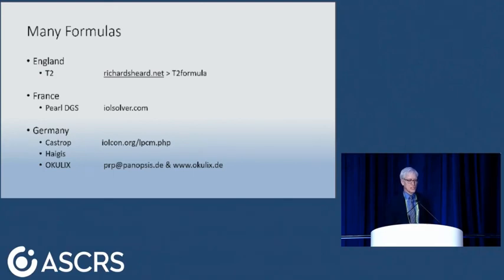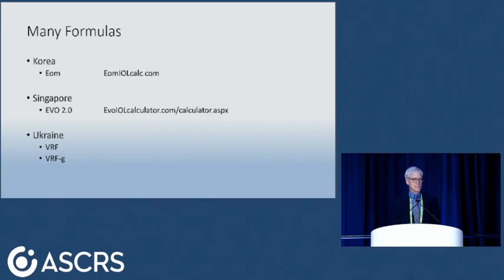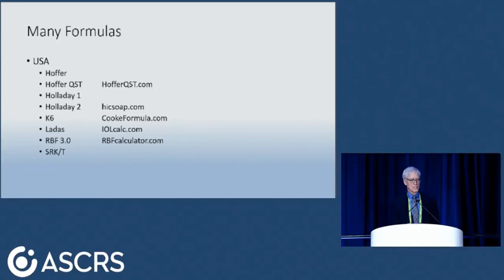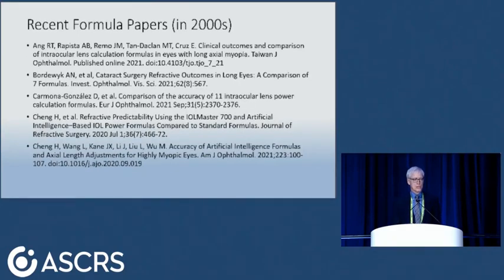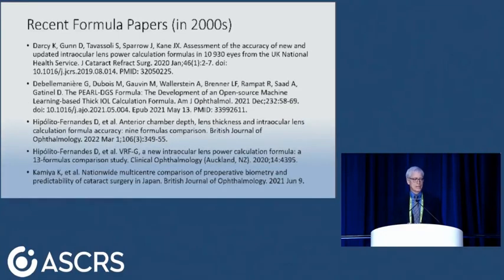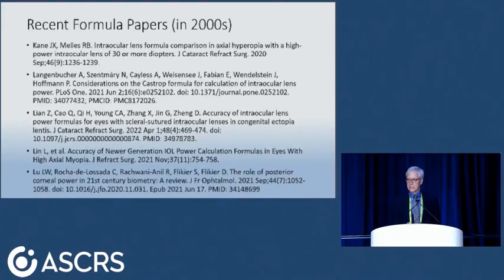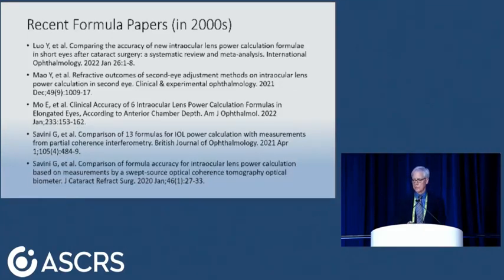And we have the T2, the DGS, Castrop, Hygus, Oculix, EOM, Evo 2, VRF, and several from the United States. The newer ones are Hoffer QST, Holiday 2, K6, Lattice, and RBF 3. I asked each of the authors to highlight formulas that they thought might be valuable, and they came up with a big list. All of these are within the last 2 years, and many of them are not yet actually in print, but all of them are available online.